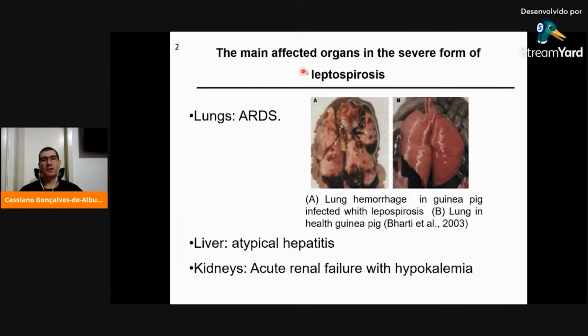The main affected organs in the severe form of leptospirosis are the lungs, with acute respiratory distress syndrome with lung hemorrhage, the liver with atypical hepatitis, and the kidneys with acute renal failure with hypokalemia.